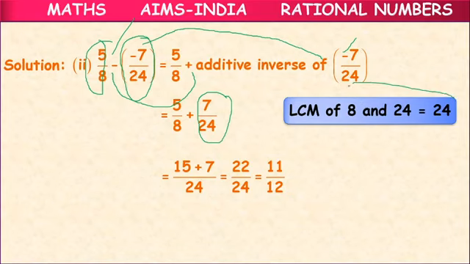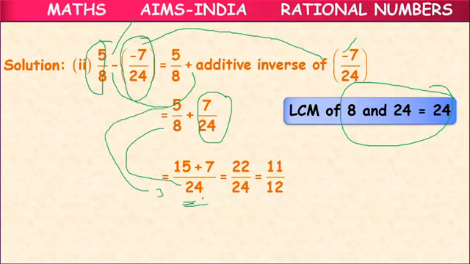Again, LCM of 8 and 24. LCM of 8 and 24 is 24. 8 times 3 is 24. 3 fives are 15, 15 we will write here. 24, 1 times 24. 1 seven is 7, 7 we will write here. 15 plus 7, 22 by 24.